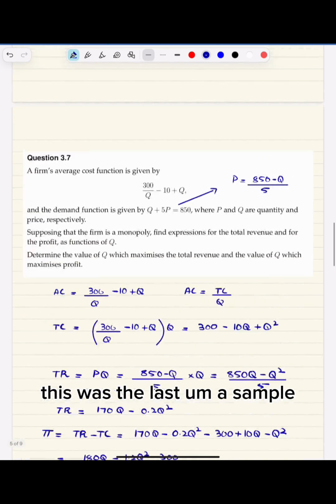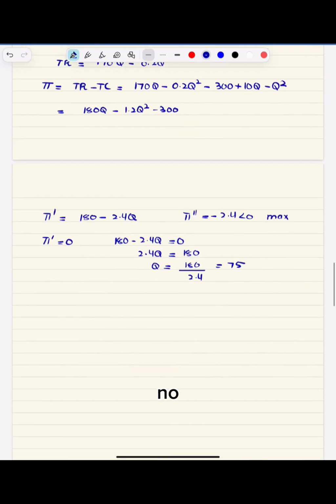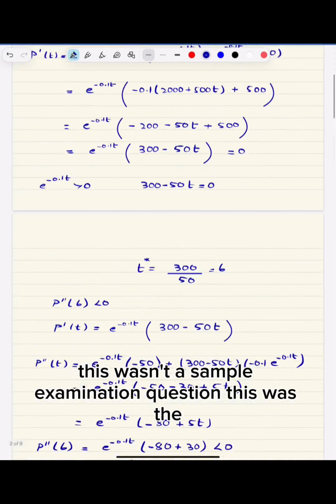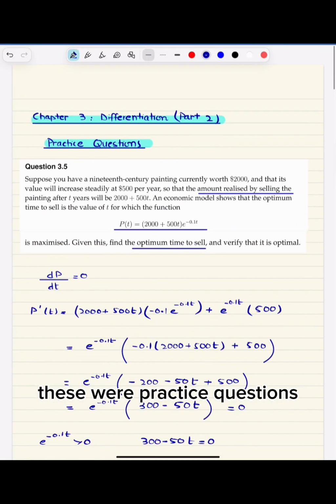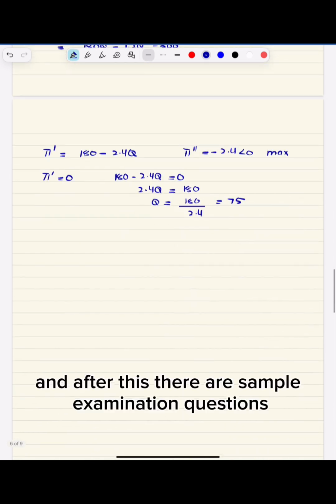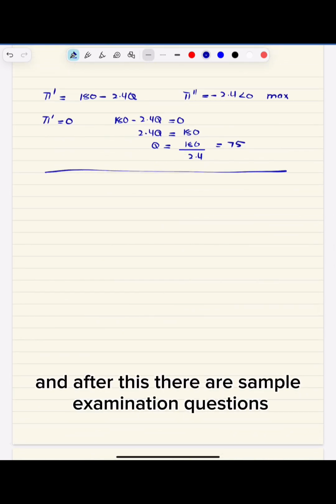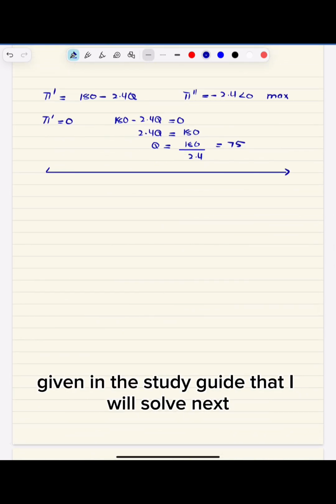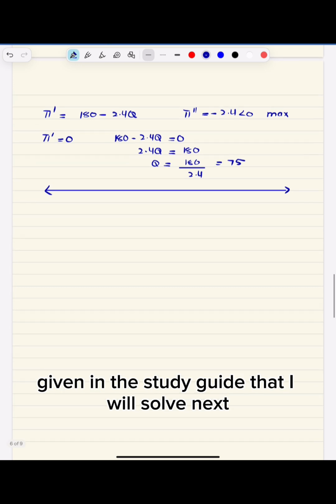This was the last sample. No, this wasn't a sample examination question. These are practice questions. So this was the last practice question given in the study guide, and after this there are sample examination questions given in the study guide that I will solve next.